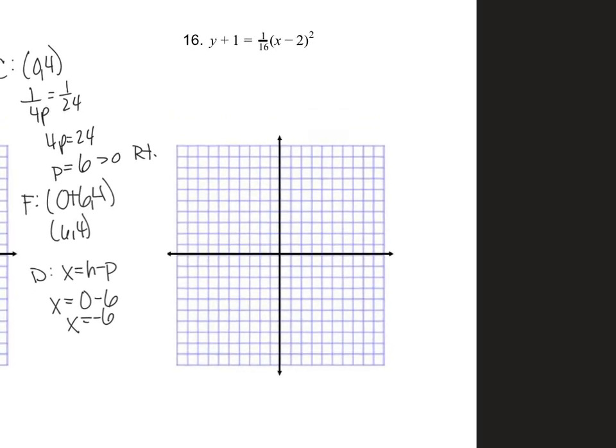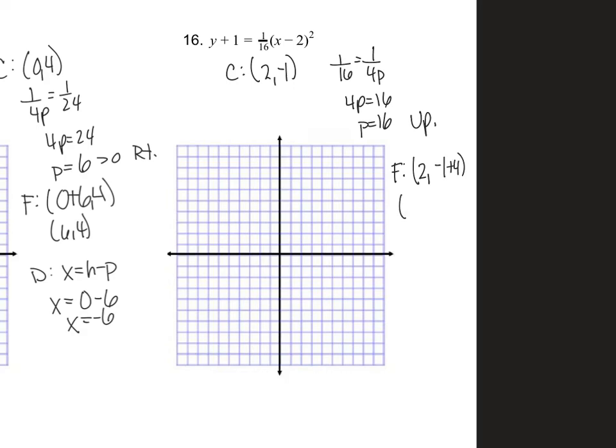Alright, last one. So my center here is at 2 comma negative 1. 1 over 16 equals 1 over 4p, so 4p equals 16, p equals 4. So this is going to open up. My foci are 2 comma negative 1 plus 4, which is 2 comma 3. And then my directrix is y equals k minus p. Y equals negative 1 minus 4. Y equals negative 5. 1, 2, 3, 4, 5. My center is at 2, negative 1.